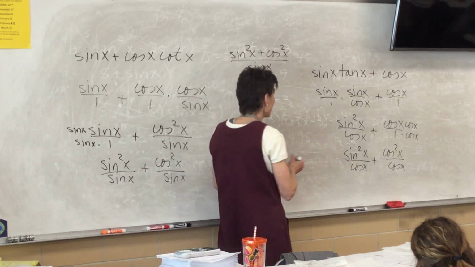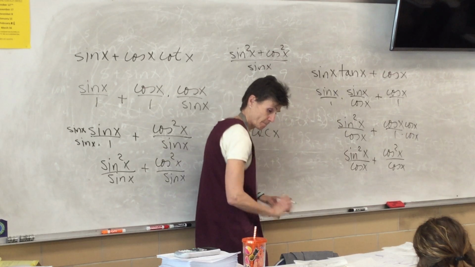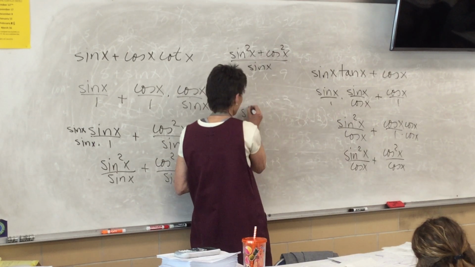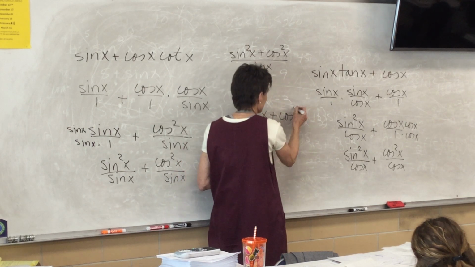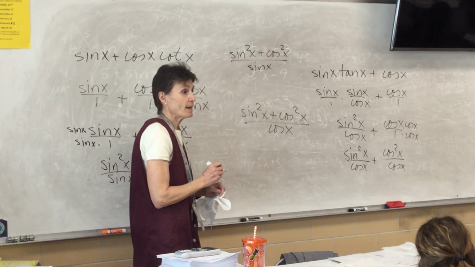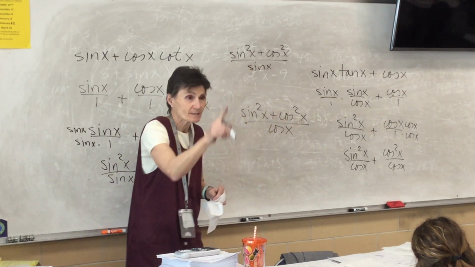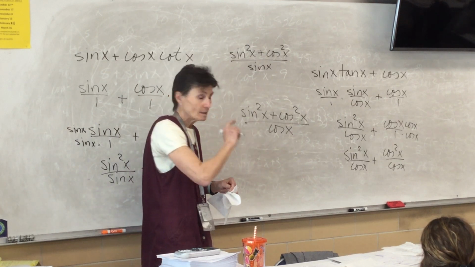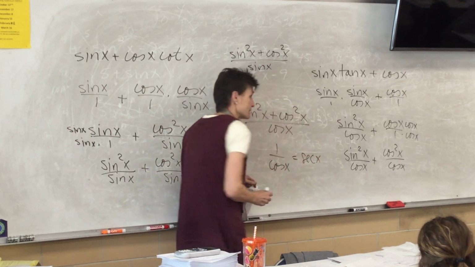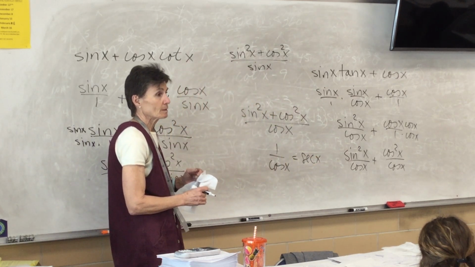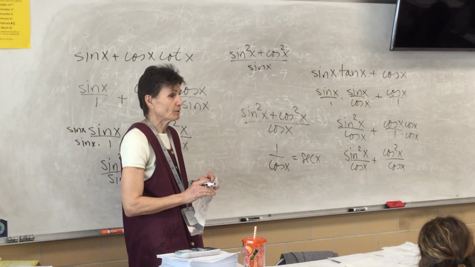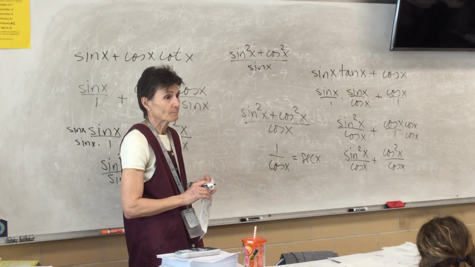So when I put them together, this time I'm going to have sine squared plus cosine squared over cosine. And what's sine squared plus cosine squared? 1. So now I have 1 over cosine, which is secant. Are the 2 problems we just did, D and F, very, very similar? Yeah. Very similar.